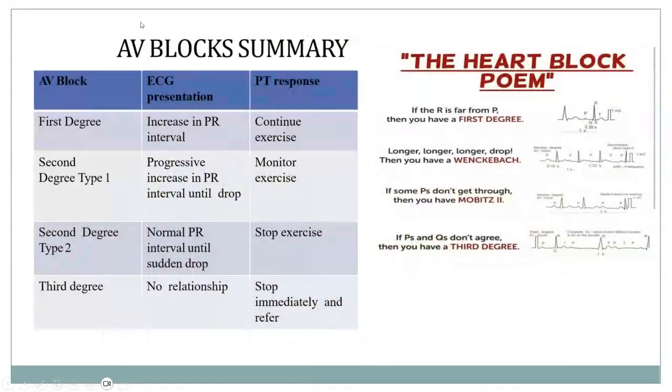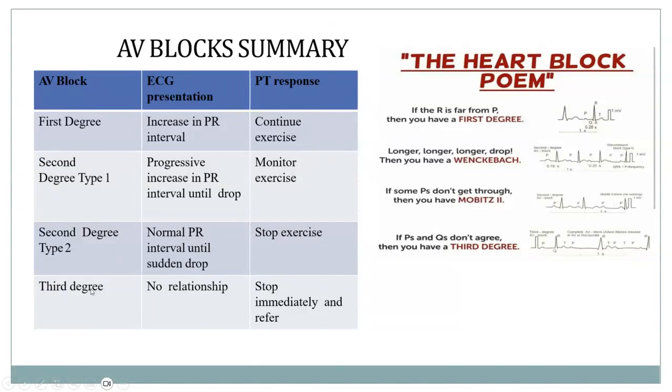So let's summarize this. For first degree heart block, there is a delay or increase in the PR interval, but it is still benign, so continue exercise. Second degree, we have two types. Type 1, Wenckebach: progressive increase in the PR interval until you have a dropped QRS. Just monitor exercise. Second degree type 2, which is Mobitz type 2: there will be a normal PR interval until a sudden drop. This necessitates stopping exercise because it is dangerous.